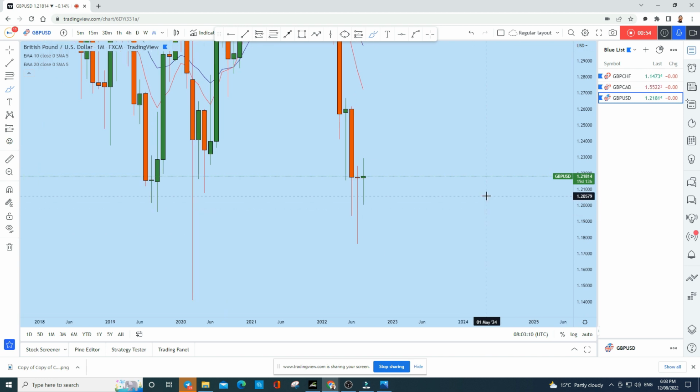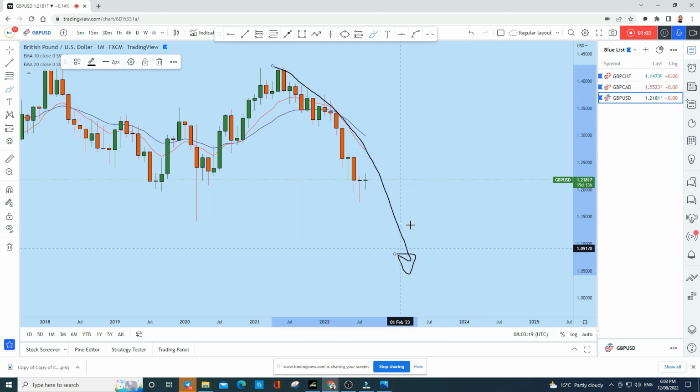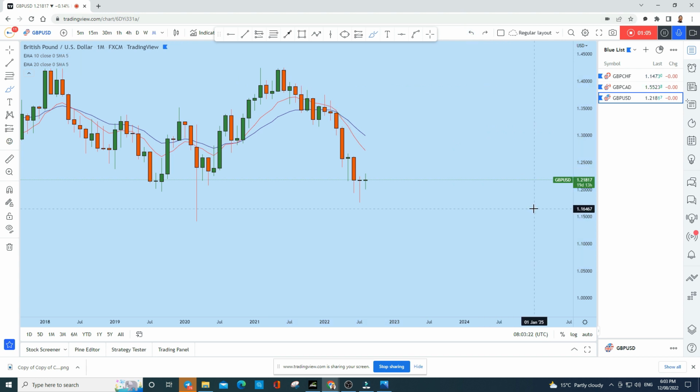What do you see? British Pound US dollar is long term bearish. No doubt about it. If you look at the bigger picture, every month the price was creating a series of lower highs and lower lows. So you need to look at the bigger picture so that you can see the general direction in the market.